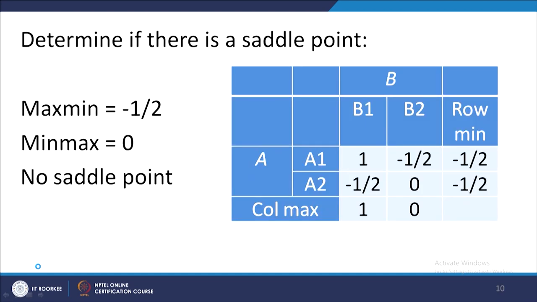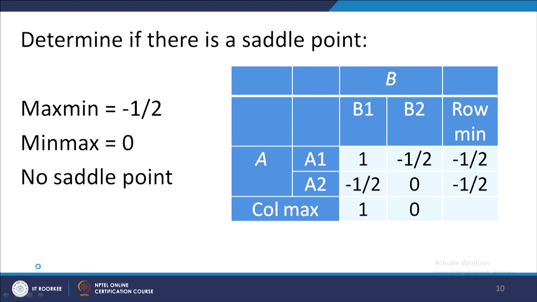And now, we need to make sure whether there is a saddle point or not. So, we will determine the saddle point as follows. We will find out the row minimum for each of the rows, and we find that the minimum of the first row is minus 1/2. Similarly, the minimum of the second row is also minus 1/2. And therefore, we can say the maximin is equal to minus 1/2.